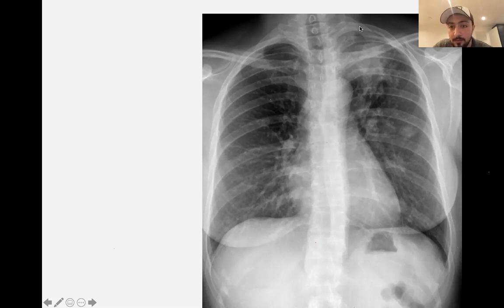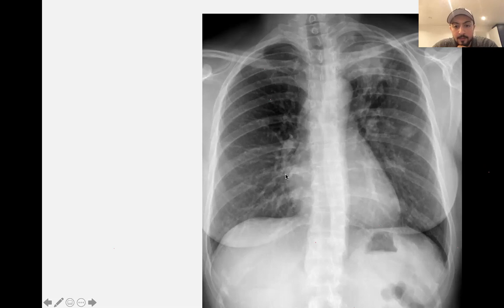Is it? Let me double check. 1, 2, 3, 4, 5, 6, 7, 8, 9. Yes. So that's a good quality X-ray. If you look at the airway, it looks like it's slightly deviated to the right side. And that's the left bronchus, the right bronchus. So it's slightly deviated to the right. And you can see the lung markings appear slightly prominent in here.